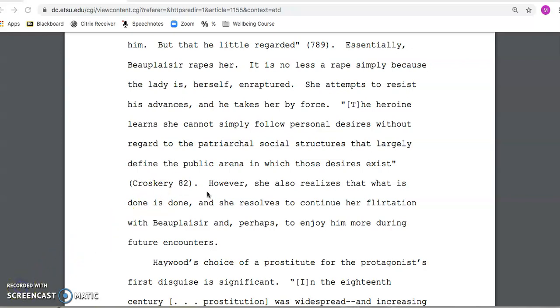Once again, the student can't just leave it at that. You can't just end your paragraph with a quote and let the other author do the talking for you, or let the literature do the talking for you. You need to still elaborate. So when she says "however" here, that is in relation to the quote from the previous author, but is now her point. However, she also realizes that what is done, and she resolves to continue her flirtation with Beauplaisir and perhaps to enjoy him more during future encounters.